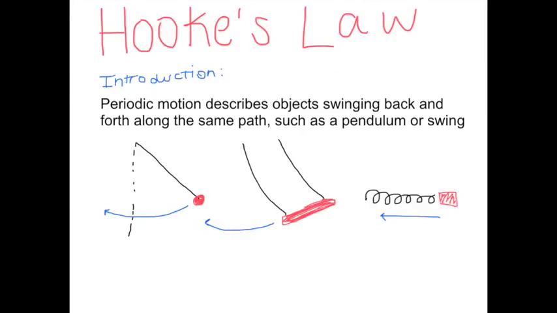So we're going to start in this video with section 11.1, which covers simple harmonic motion. The main part of this segment is going to be Hooke's law, but before we can really look at that, I'm going to introduce periodic motion. Periodic motion describes objects that swing back and forth along the same path. If you visualize a pendulum, like I've drawn here on the left, or a swing, you can see that these two objects pass back and forth through the same path, following the same pattern over and over again. The same is true for a mass on a spring, as I've drawn on the far right. This mass will move back and forth based on the force of the spring. That's what Hooke's law is really going to lead us to study.